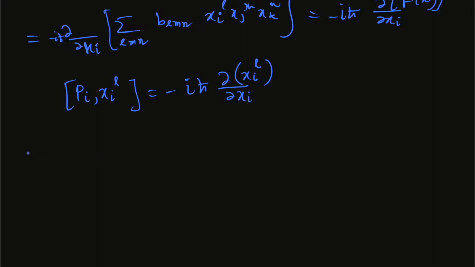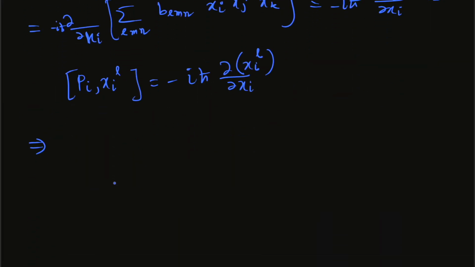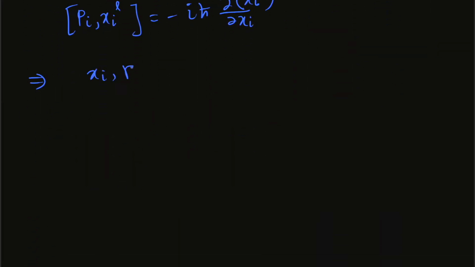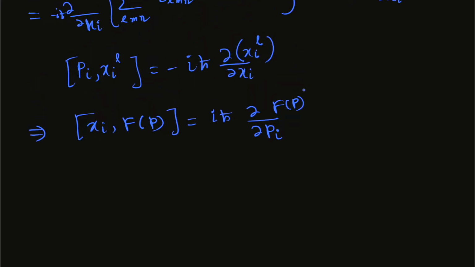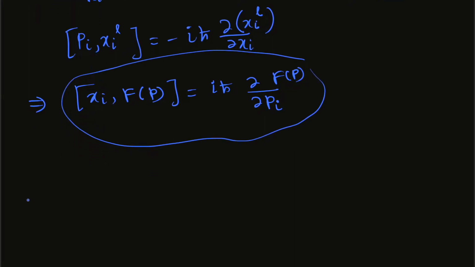To do so, first, again, as we have seen in our previous lecture in some previous problem, the commutation relation of x_i with a function of p can be written as i h cut del f by del p_i. If we follow similar steps here also, we can get this relation. So let us do it once. So what will it be?